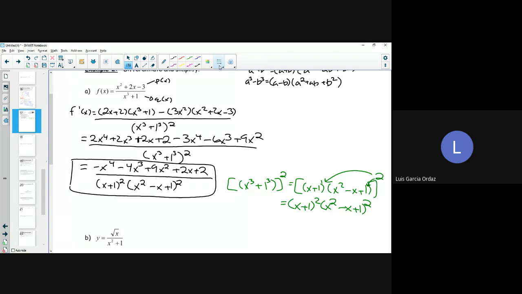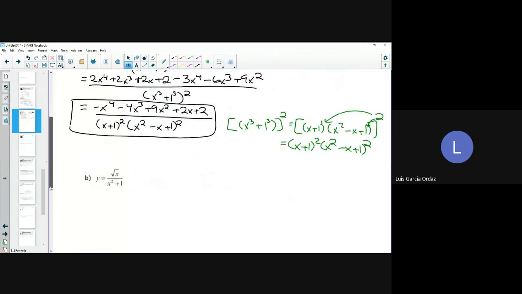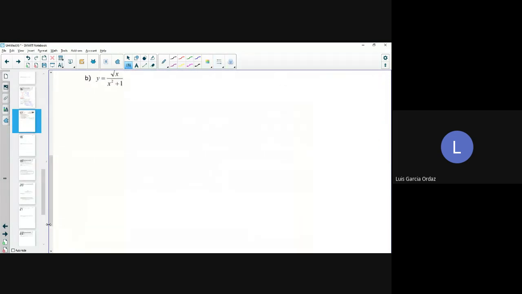All right, so move down to the next one. So the next one we have y is equal to root of x over x^2 plus 1. All right. So we can also write this as x to the 1/2 over x^2 plus 1. So if we want to find the derivative of y, what would my first line end up looking like?